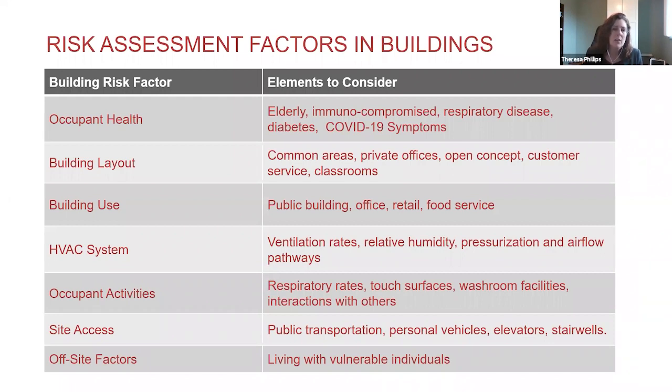We would also look at things like the building layout and the building use. Do you have classrooms, boardrooms, lunchrooms, bathrooms, and who's using them? The public or just internal staff and that sort of thing. Other things to look at are the HVAC system, occupant activities, whether there's site access by not just the public, but how people get in. Are there elevators, stairwells? You know, how do the doors open? Are they automatic or not? And that sort of thing.